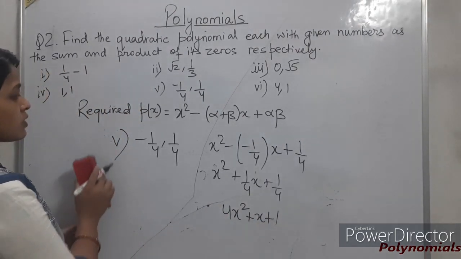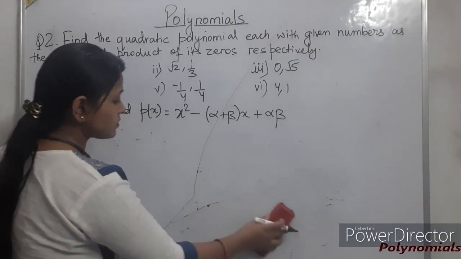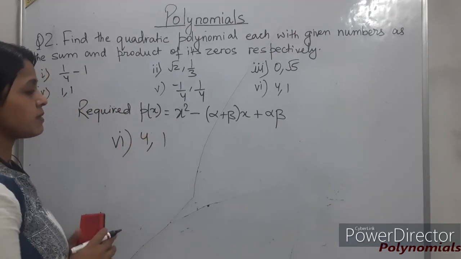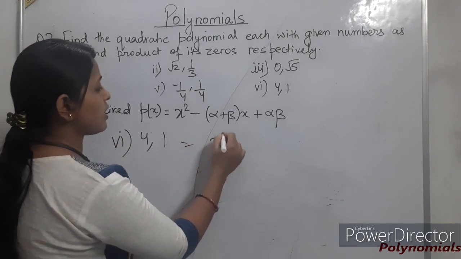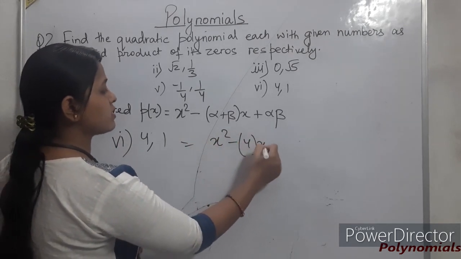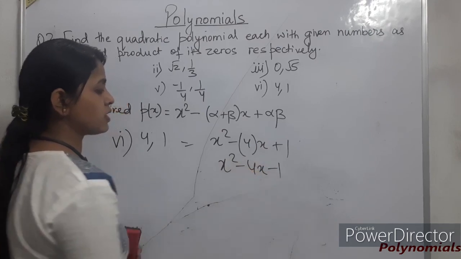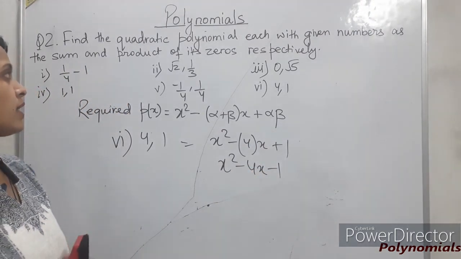Okay. Now see question number 6. Question number 6 is 4 and 1. These are our sum and product. So x square minus 4x plus 1. This is very simple. x square minus 4x plus 1 is our required solution.